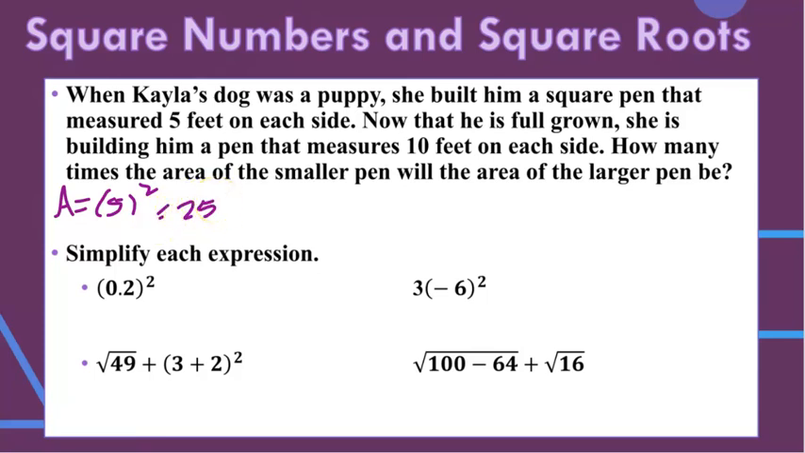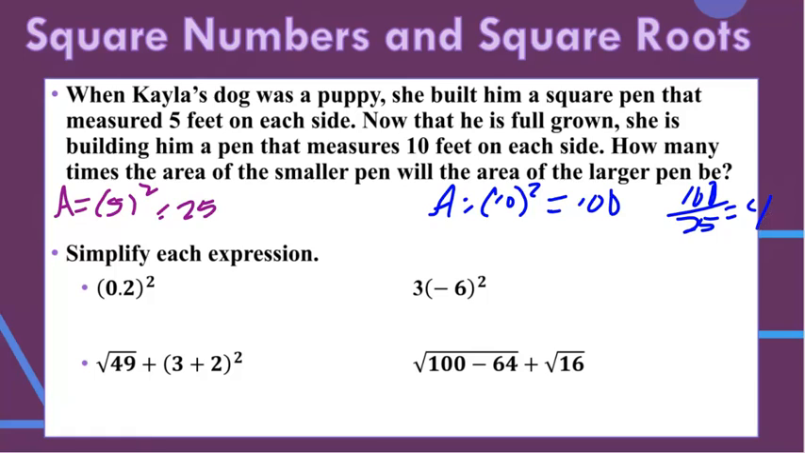And the area of the bigger one is going to be 10 by 10. If I square that, that's going to be 100. So now if I compare the two, that's 100 divided by 25. That's going to be 4 times bigger.